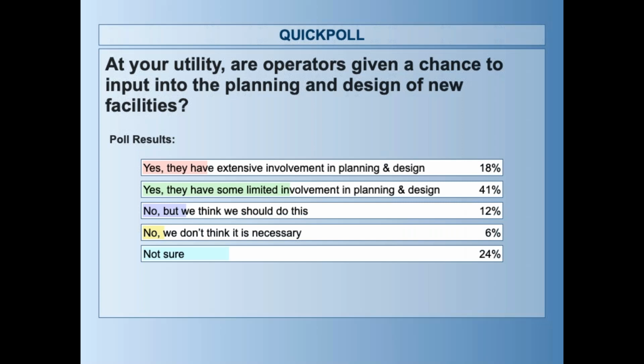So that is great. We have 18% that have extensive involvement. I am so happy to hear that. And then we have 41% that have some limited involvement. So for the 18%, I'm going to say yay, keep that up. For the 41%, I'm going to say please look at how you can increase that involvement, work from where you are now and try to increase your involvement.